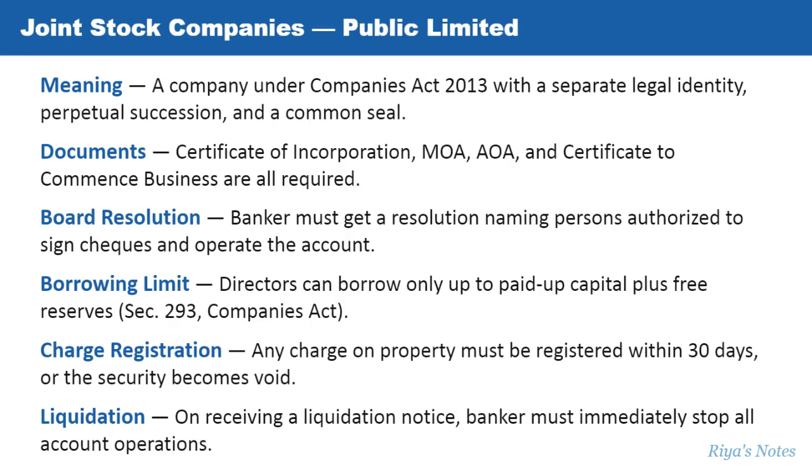Joint stock companies, public limited. Meaning, a company under Companies Act 2013 with a separate legal identity, perpetual succession, and a common seal. Documents. Certificate of Incorporation, MA, AOA, and Certificate to Commence Business are all required. Board resolution. Banker must get a resolution naming persons authorized to sign checks and operate the account. Borrowing limit. Directors can borrow only up to paid-up capital plus free reserves.